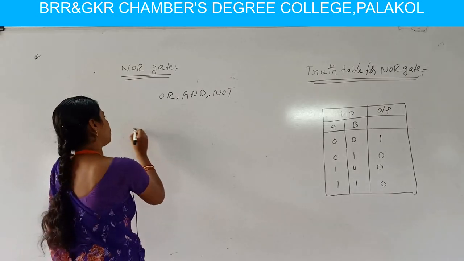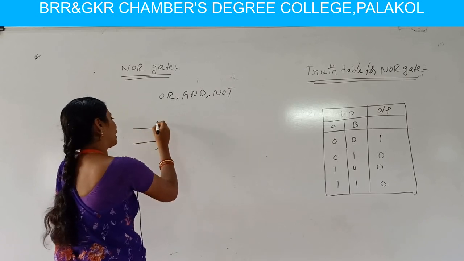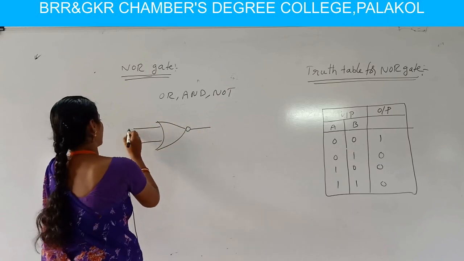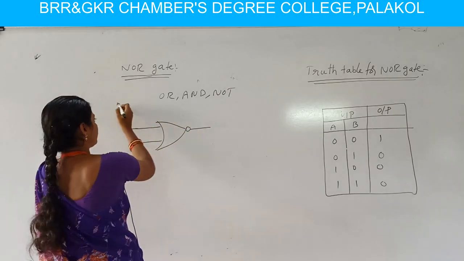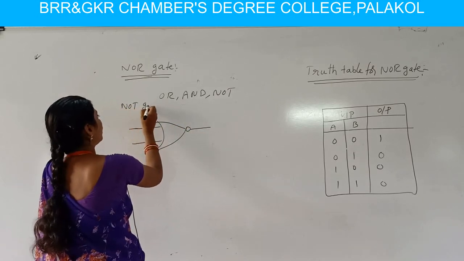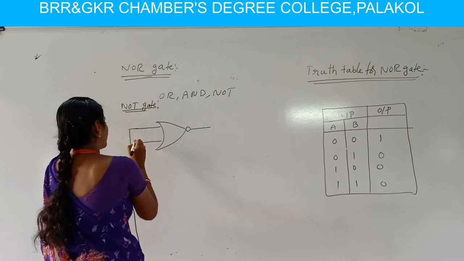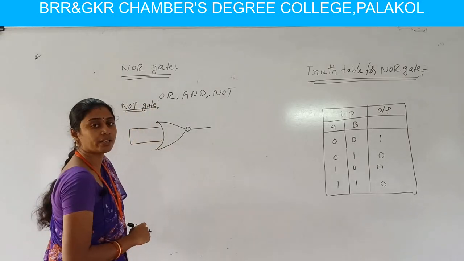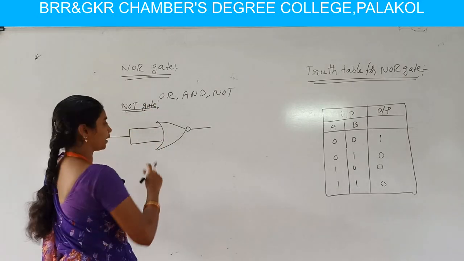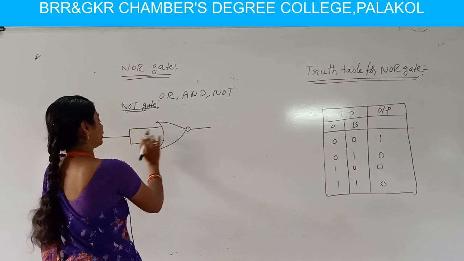We know the symbol for the NOR gate. First, from this NOR gate we construct the NOT gate. For constructing the NOT gate, we know the NOR gate has two inputs. Here the two inputs of the NOR gate are connected together, connected to each other.